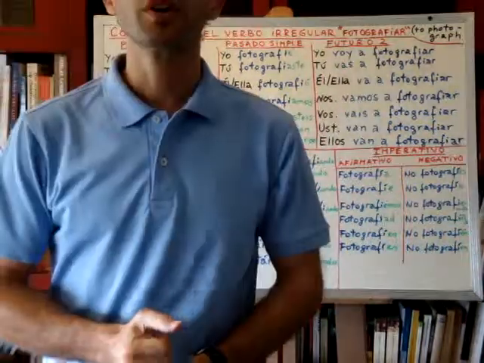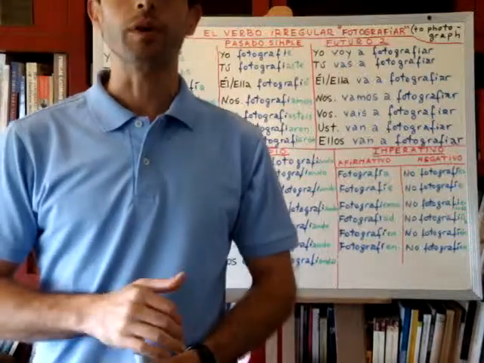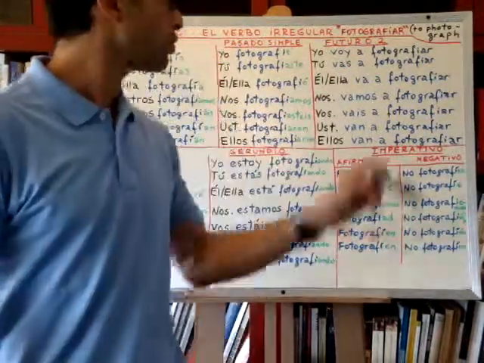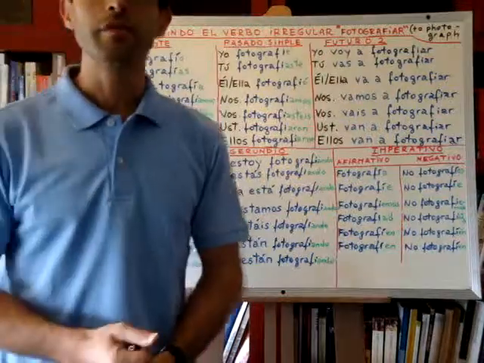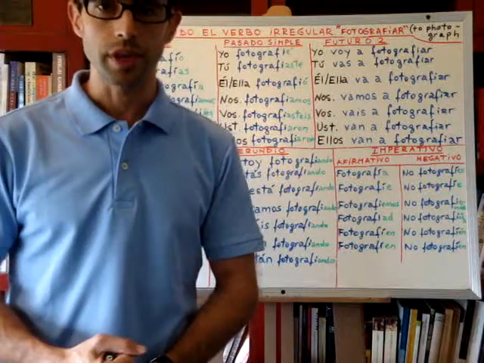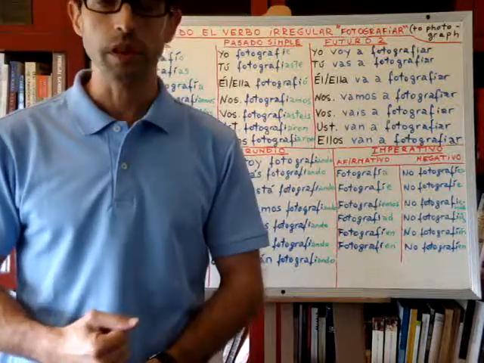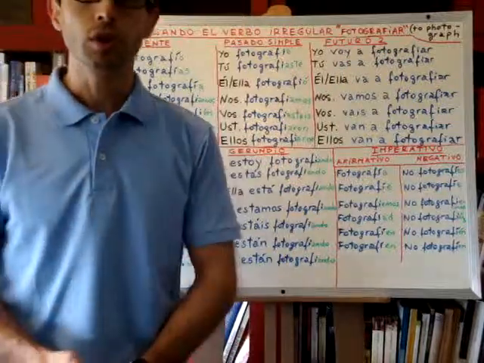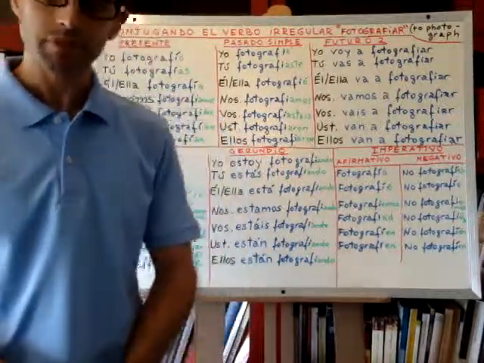Hola a todos, hoy vamos a continuar viendo verbos irregulares en español y esta vez vamos a ver el verbo fotografiar. Hello everybody, in this lesson we will continue learning how to conjugate irregular verbs, and today we will see how to conjugate the verb fotografiar, which means to photograph, okay?